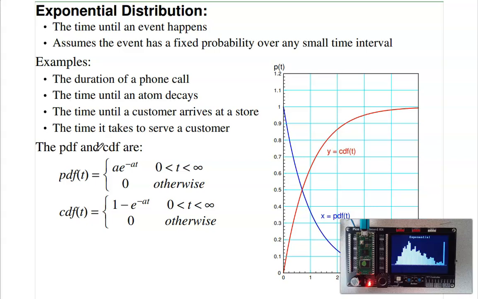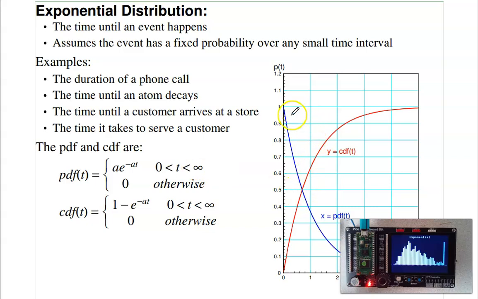There are exponential distributions. This would be like the time until an event happens, assuming the event has fixed probability over a small range. For example, the duration of a telephone call is an exponential distribution. The time until one atom decays. The time until a customer arrives at a store. Those are all things that have an exponential distribution.